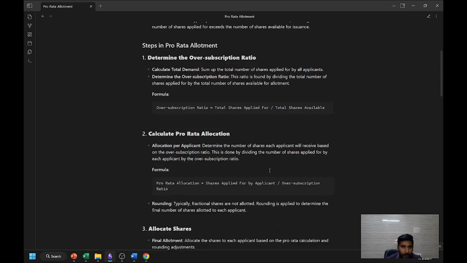Now the steps in the pro rata allotment. What are the various steps? First, determine the oversubscription ratio. Calculate the total demand: sum up the total demand of the shares applied for by all the participants. Next, determine the oversubscription ratio. The ratio is found by dividing the total number of shares applied for by the total number of shares available for allotment. So basically, the oversubscription ratio is calculated by total shares applied for divided by total shares available.